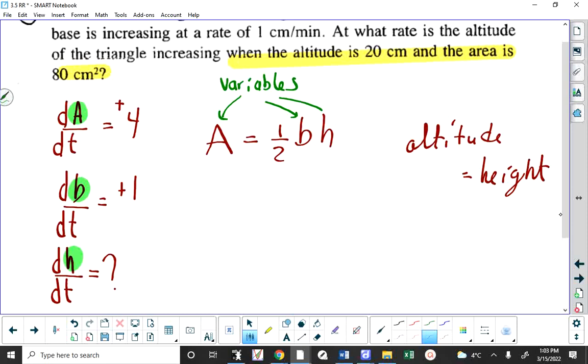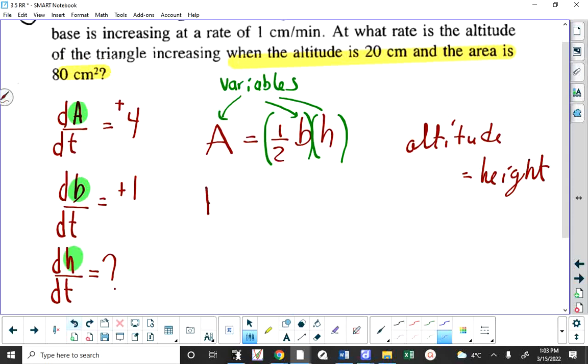If I wasn't told this, if that was an unknown that I just didn't know, I've got a big problem here. I would have to get rid of the B somehow or do a workaround like Liam suggested. There would have to be more information. So let's differentiate, but we have to be careful here because 1/2 BH is a product. This is something that we can easily forget about, that when you're differentiating, you have to go back to those product rules and quotient rules.